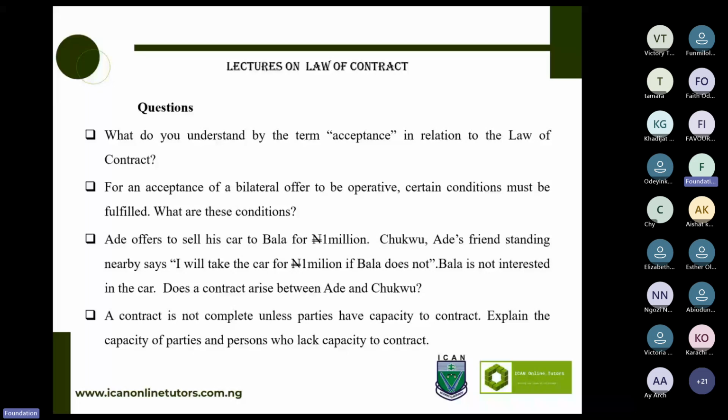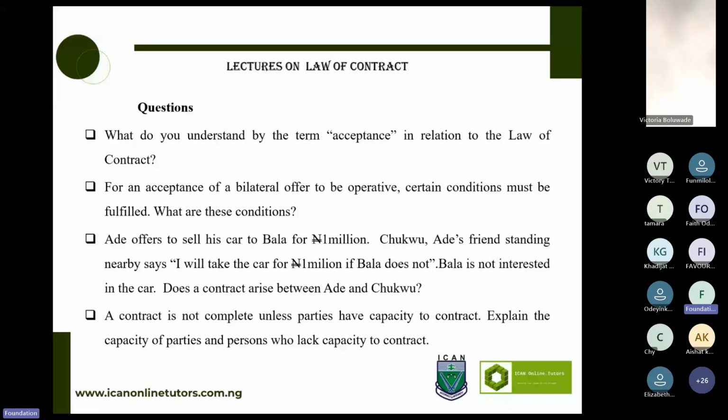They say explain capacity of parties. What they are saying is define capacity to contract. So you define it. They also say explain persons who lack capacity to contract. So list them. Who are those persons that lack capacity to contract? An infant, a drunken person, and a lunatic, right? List them, then give a short note on them. You get your mark.